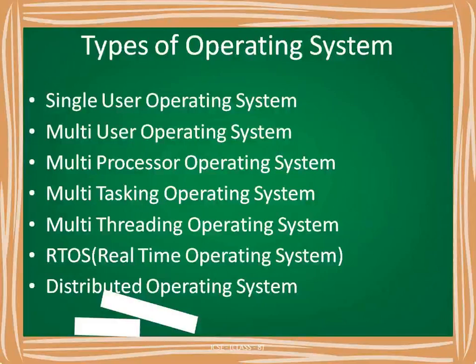Next is the multi-processor operating system. A multiprocessor system consists of several processors, and those processors share common physical memory.